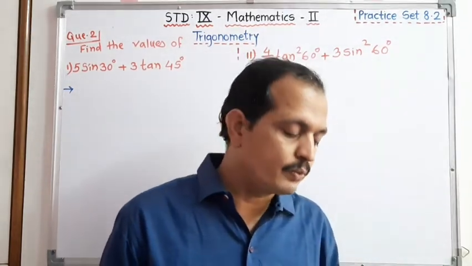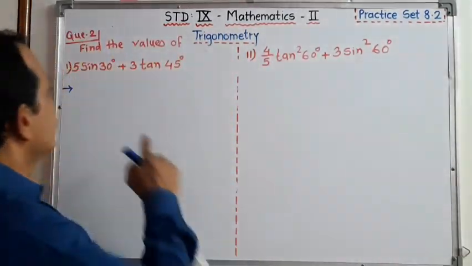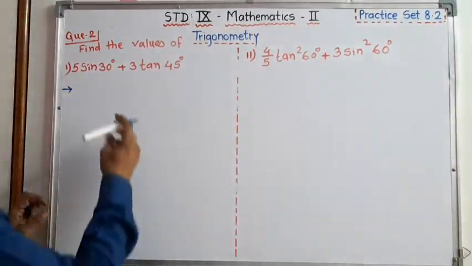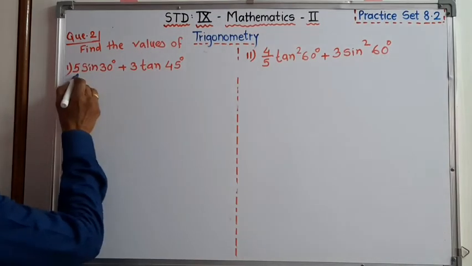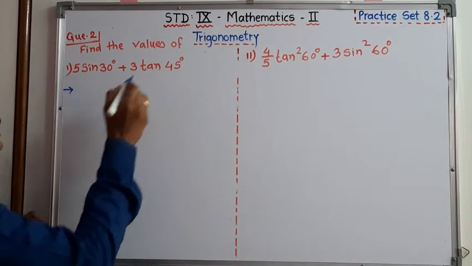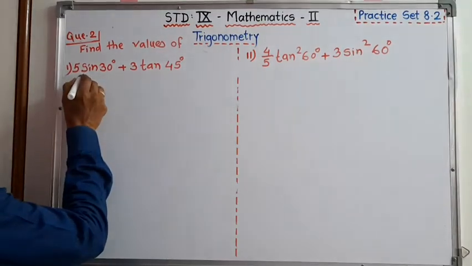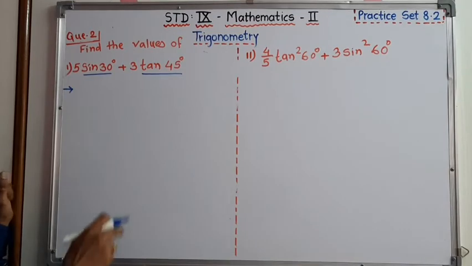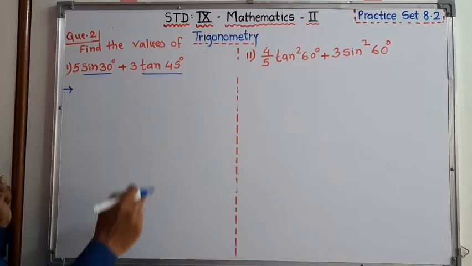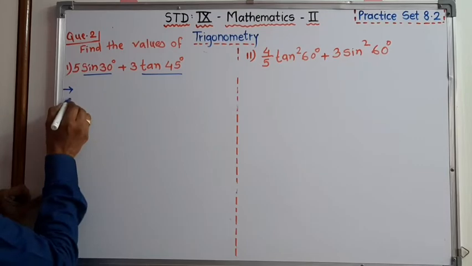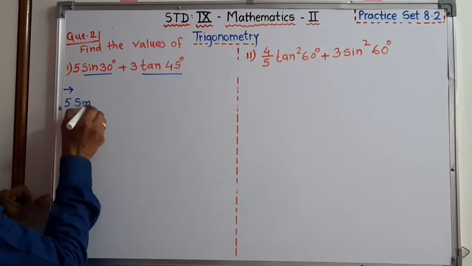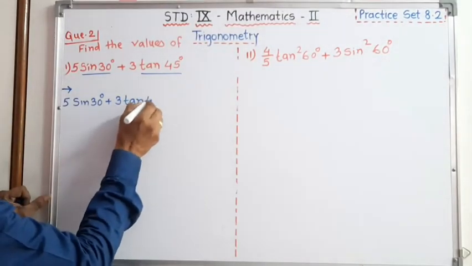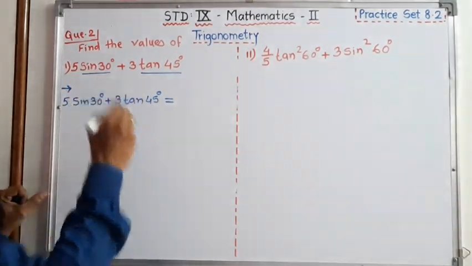Now see, dear student, the first one is 5 sin 30 degree plus 3 tan 45 degree. We have to find the value of 5 sin 30 degree plus 3 tan 45 degree. For that purpose, dear student, we must know the values of sin 30 and tan 45 degree. First of all, we write 5 sin 30 degree plus 3 tan 45 degree is equal to.